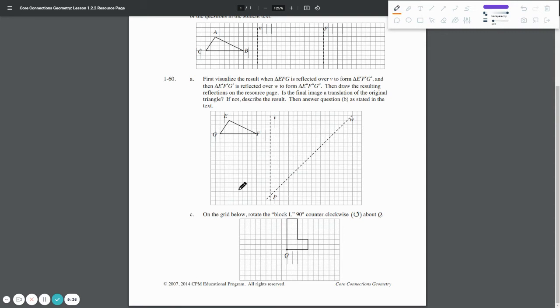So same process. I see point F. It is 3 units away. So I'm going to go 1, 2, 3 units to the right of the line.